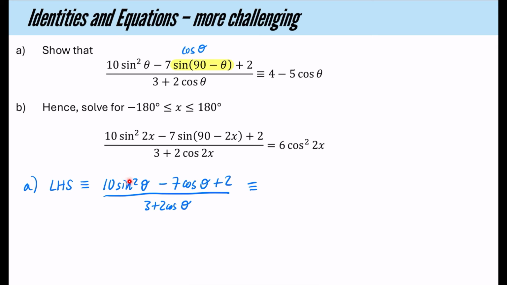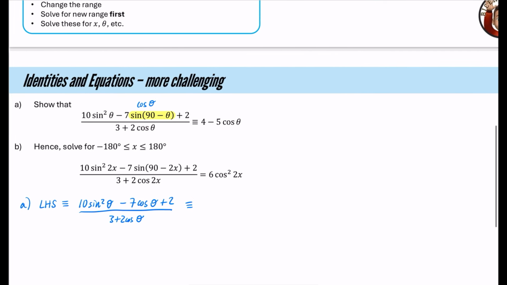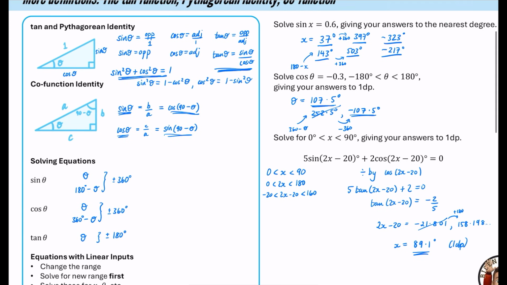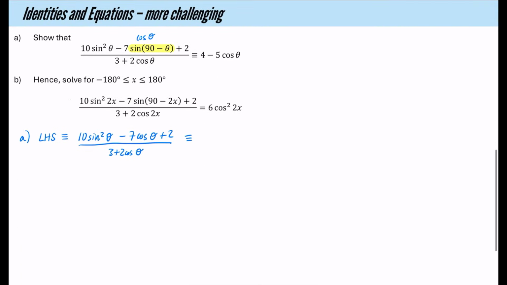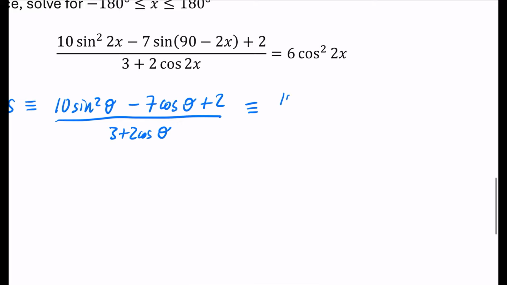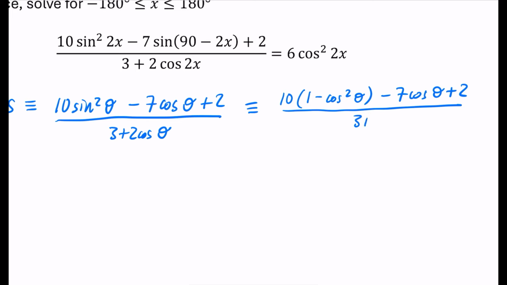Now it looks like I've got a mixture of cos and sine. I want to get this sine squared and I want it to become a cos squared. So the identity we'll use is the Pythagorean one. We can either use this or we can use this rearranged one that sine squared theta is 1 minus cos squared theta. So I'm going to do 10. We've said that sine squared is 1 minus cos squared theta. We then have the minus 7 cos theta plus 2, all divided by the 3 plus 2 cos theta.